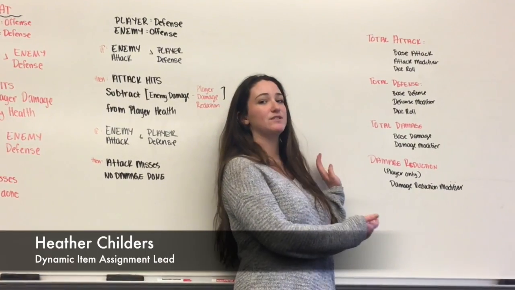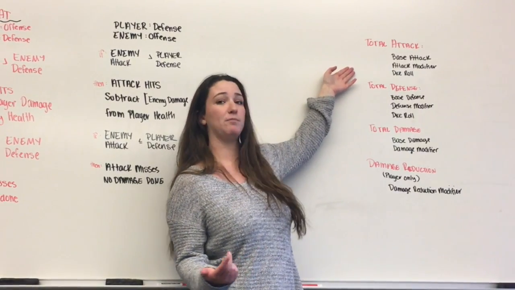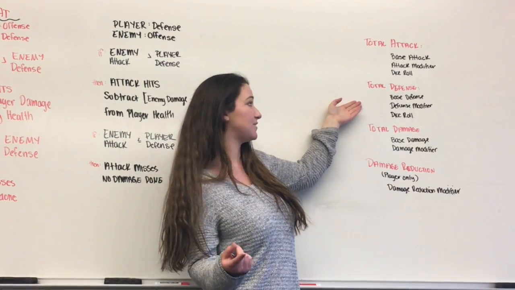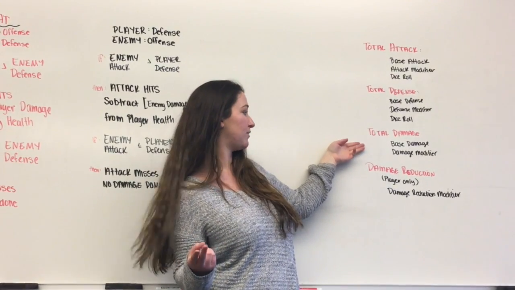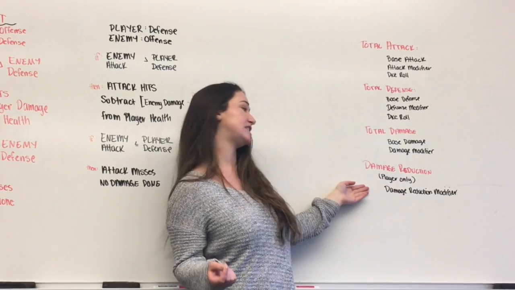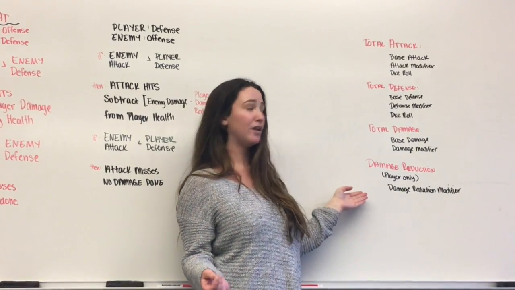So these are some of the variables that are used in the combat mode of the game. Your total attack is your base attack plus your attack modifier plus your dice roll. Your total defense is your base defense plus your defense modifier plus your dice roll. Your total damage is your base damage plus your damage modifier. Your damage reduction, which is a player-only statistic, is determined by the damage reduction modifier. All the modifiers can be increased based on the equipment in your inventory.